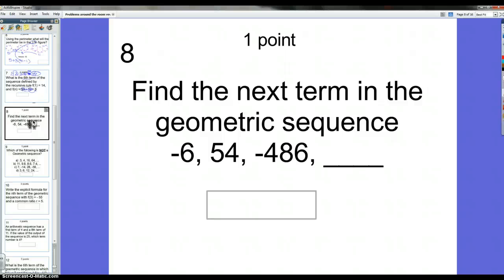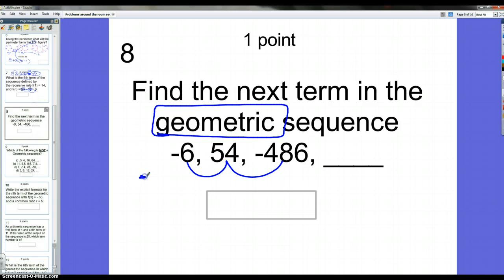Find the next term in the geometric sequence. So we need to figure out what it is timesing by. Whenever you've got that negative, positive, negative, it's either timesing or dividing. And it did tell us it's geometric, so I did know it was timesing or division.